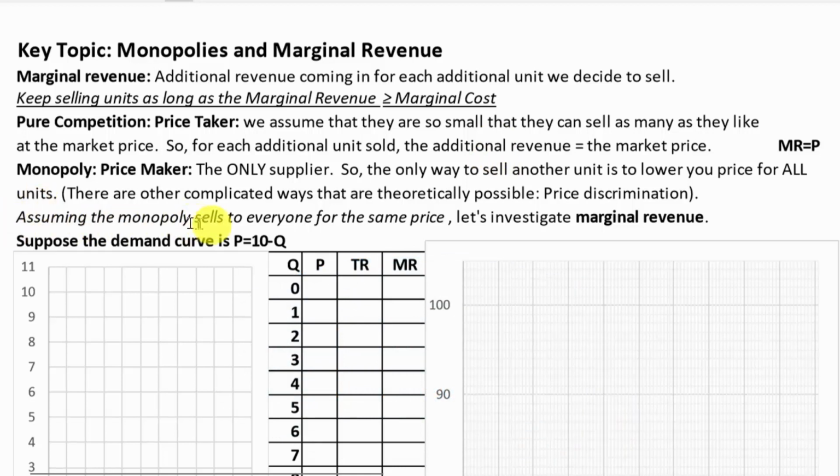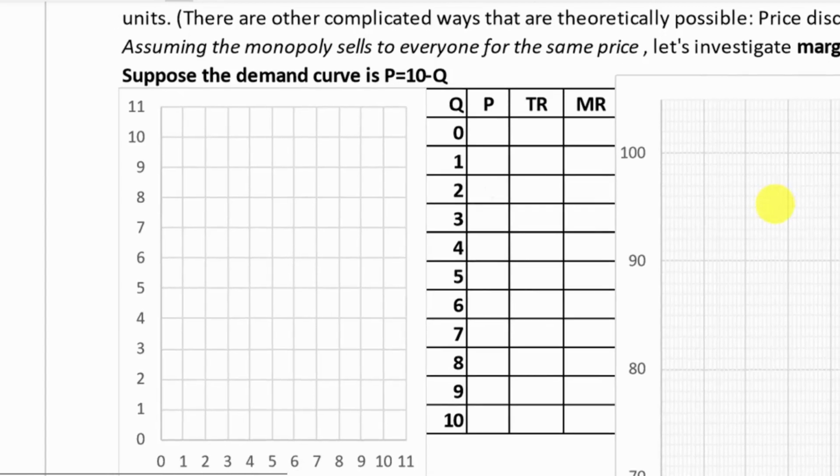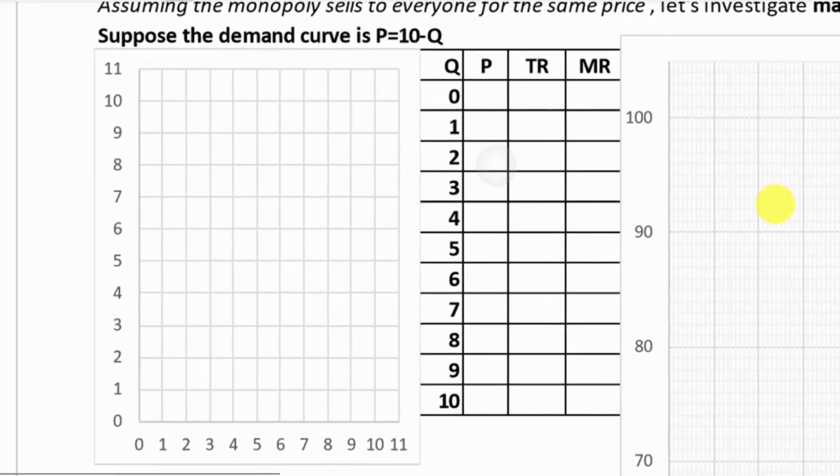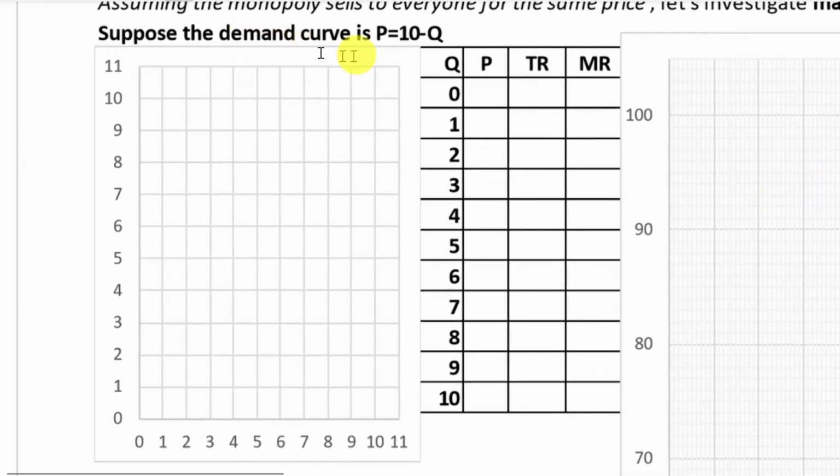So assuming the monopoly sells to everyone for the same price, we're not going to call it a market price. We're going to call it a monopoly price. Let's investigate the idea of marginal revenue from the perspective of a monopolist. So to get us started, let's look at a simple demand function. Suppose we had a demand curve that could be represented as 10 minus Q. We're going to graph it, and then we're going to calculate the total revenue and the marginal revenue if you are a monopolist choosing the price that you're selling for.